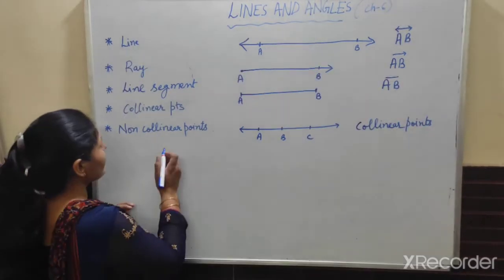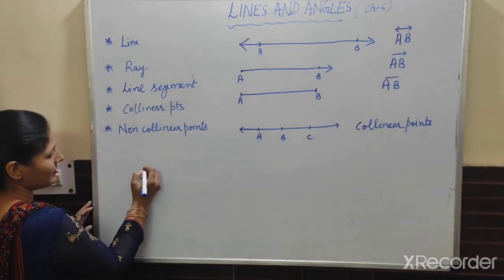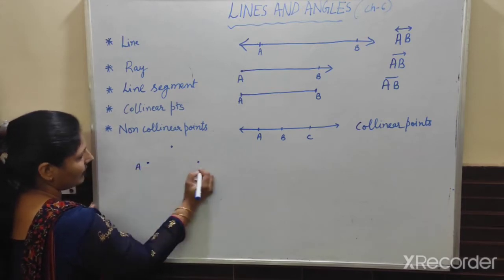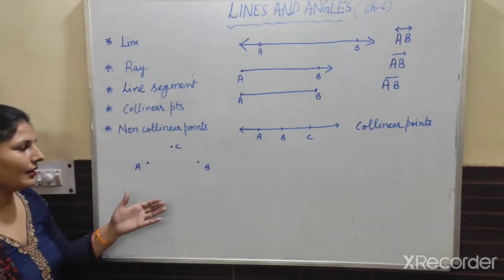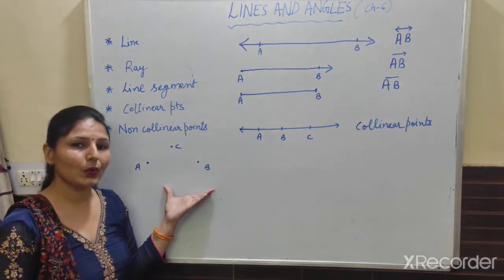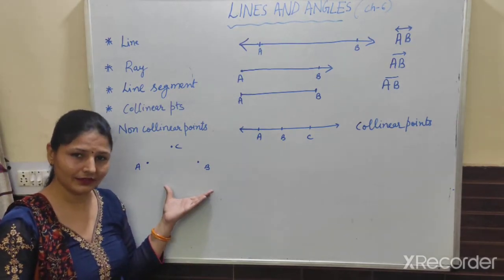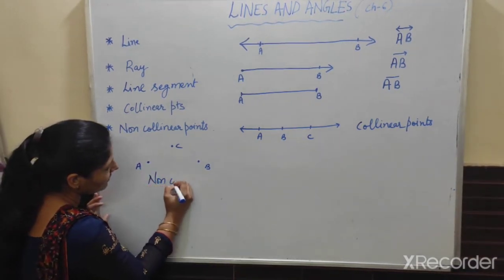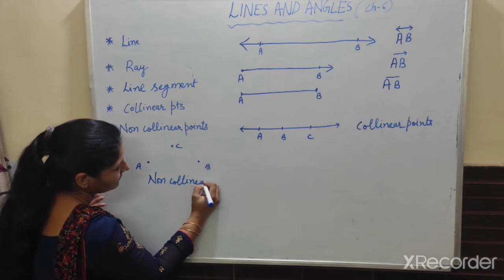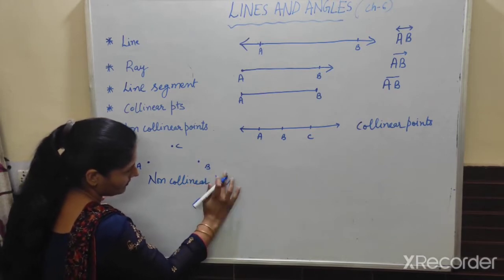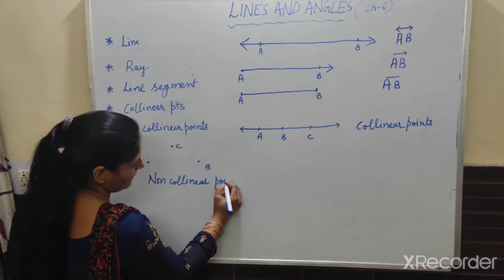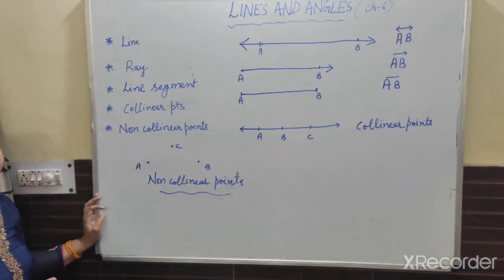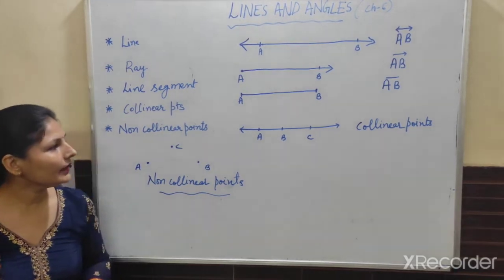Next is non-collinear points. A, B, C. Are these collinear points? No, because they are not lying on the same line. That's why they are called non-collinear points. They don't lie on the same line. That's why they are called non-collinear points.